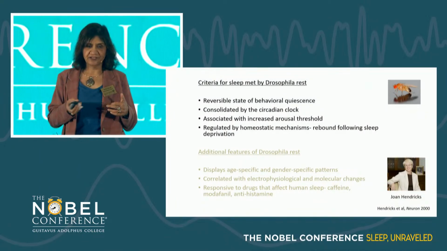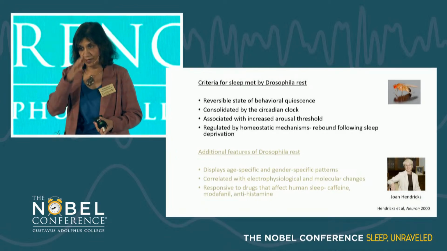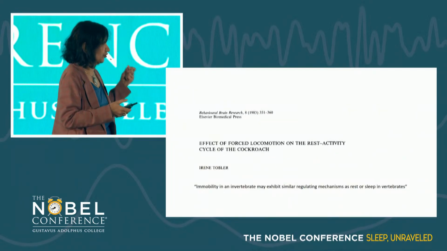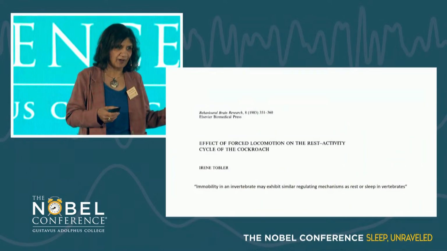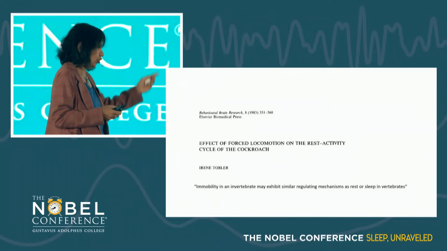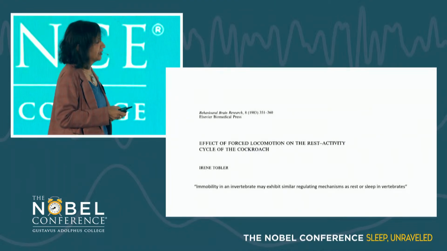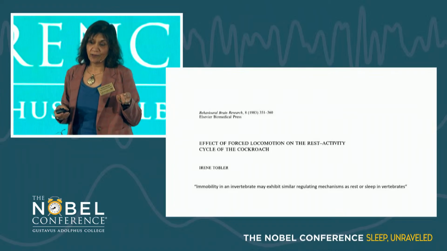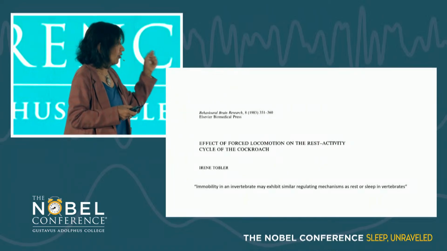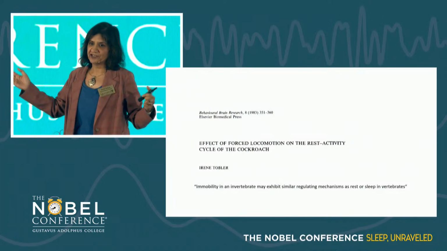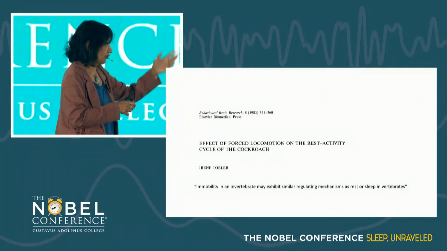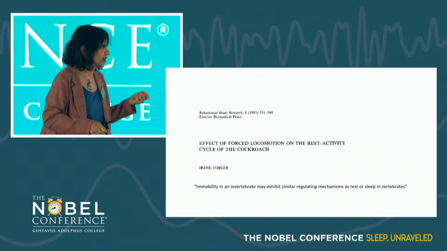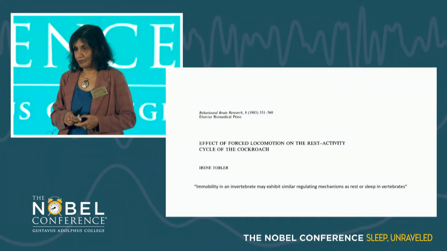So we developed this fly model for sleep, and it was simultaneously developed by Paul Shaw in Giulio Tononi's lab. But I want to stress that we were not the first to think about using such small animal models for sleep. Because Irene Tobler, who I really think was a pioneer in Switzerland back in the 80s, had started to ask whether you could use small animal models. And the model she used was the cockroach, where she tried to deprive it of sleep or its rest with forced locomotion. And she made this statement about how immobility in invertebrate could be similar to sleep in vertebrates.